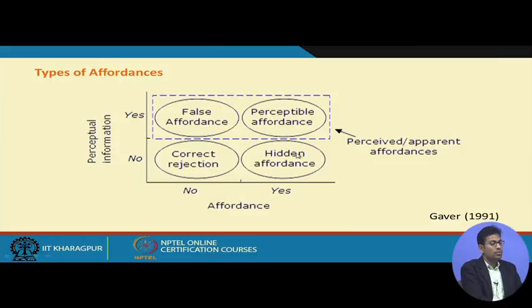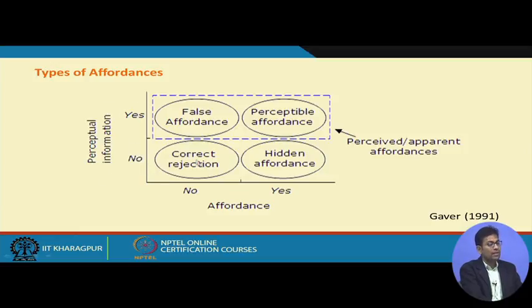Now we come to different types of affordances. We have types based on affordance and perceptual information. This was developed by Gaver in 1991. So it is pretty simple to understand. You have affordance on this axis. One option is there are no affordances, and the other is there is affordance. Another axis is perceptual information, yes or no.